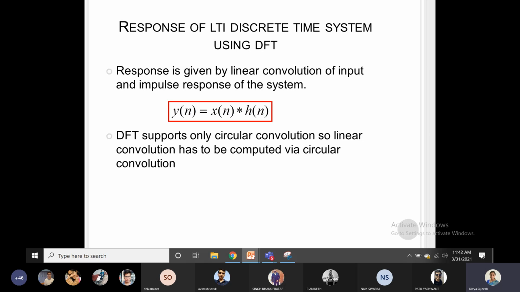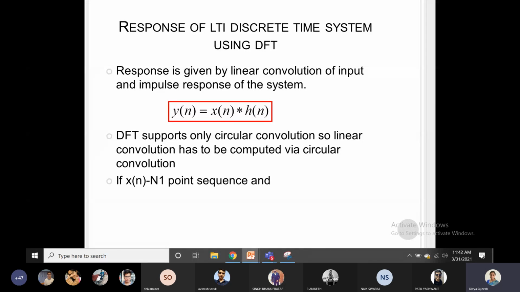In DFT, it supports only circular convolution. We have learned circular as well as linear convolution, but DFT supports only circular convolution. So linear convolution has to be computed through the circular convolution.